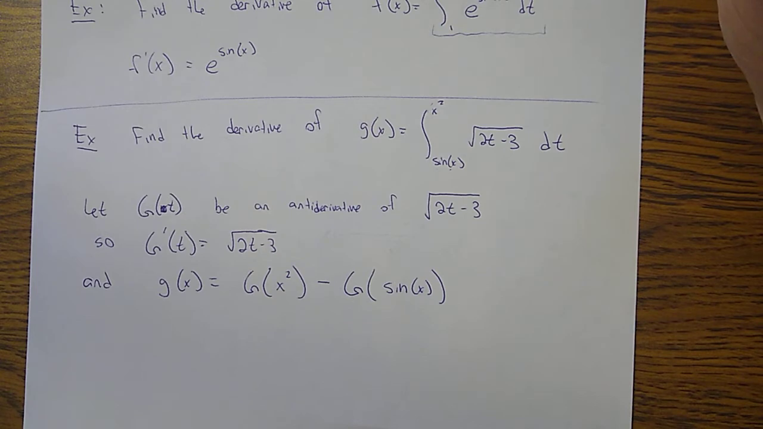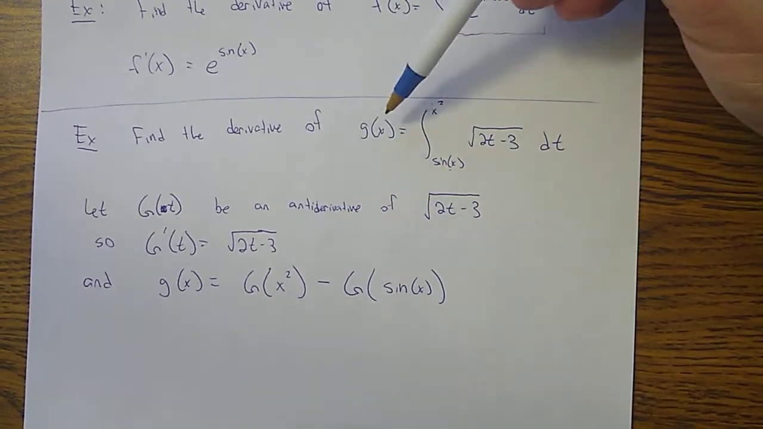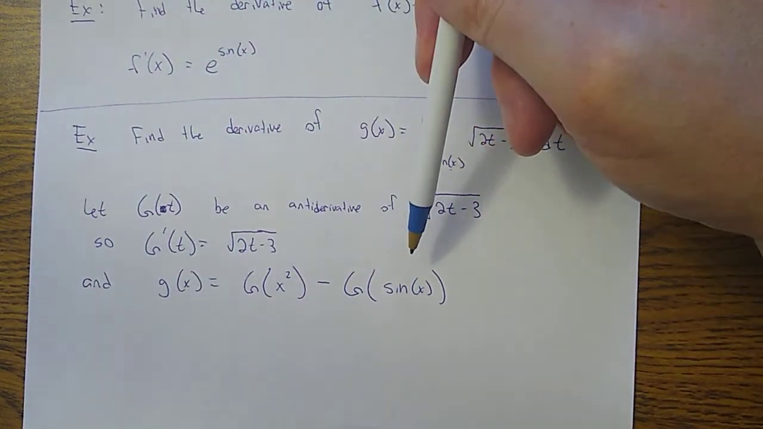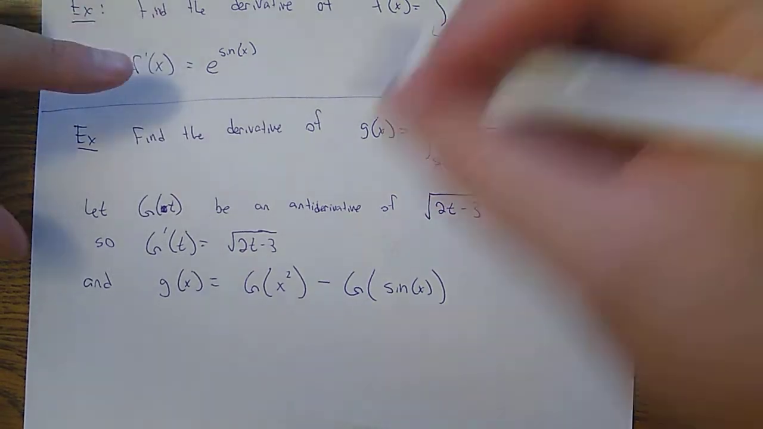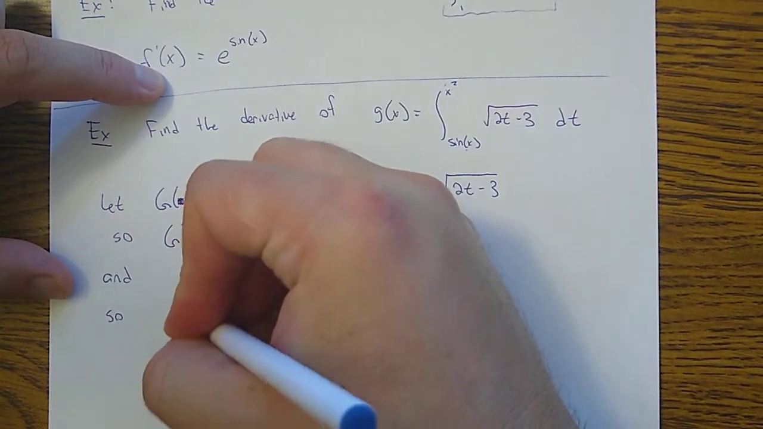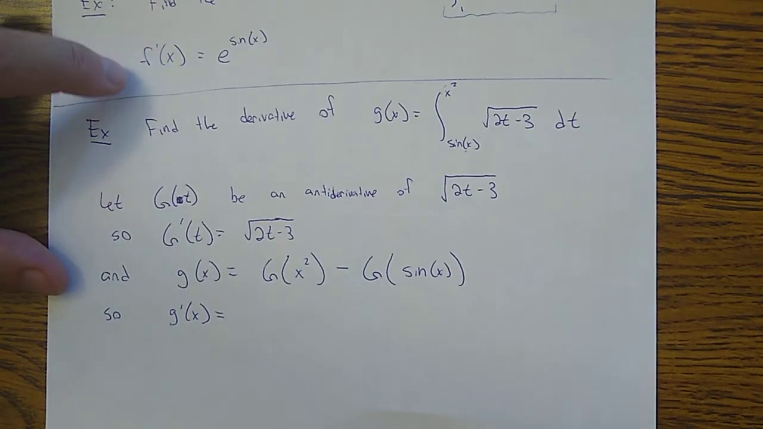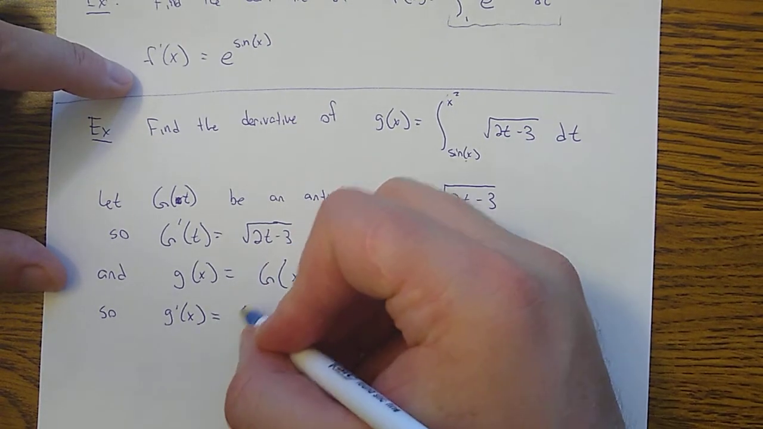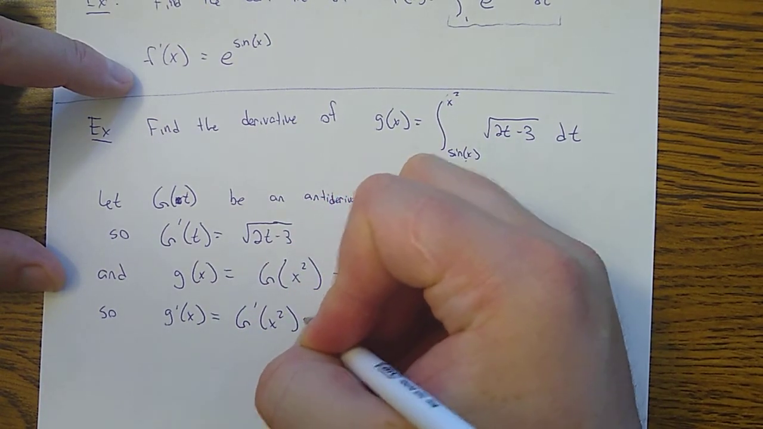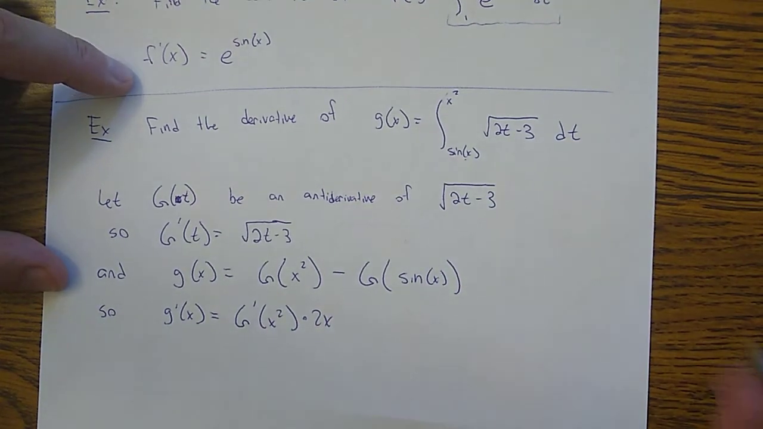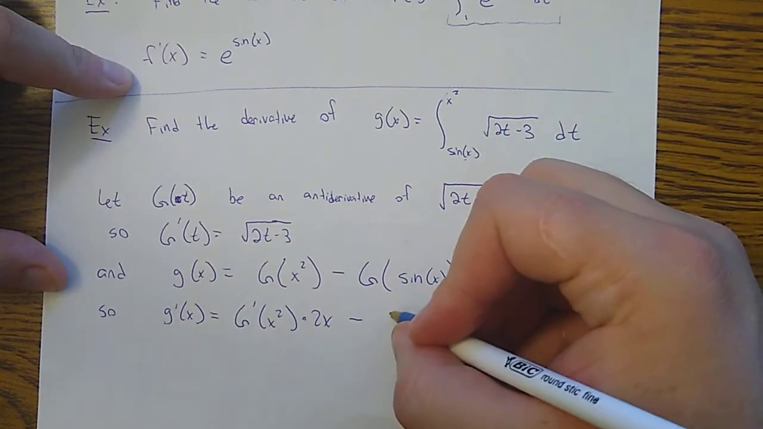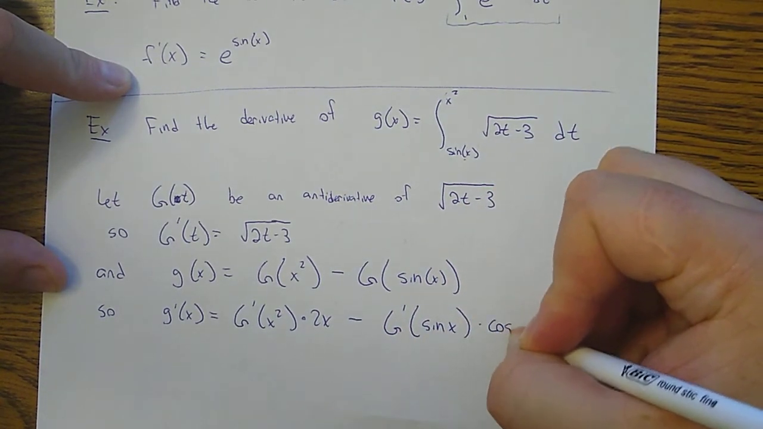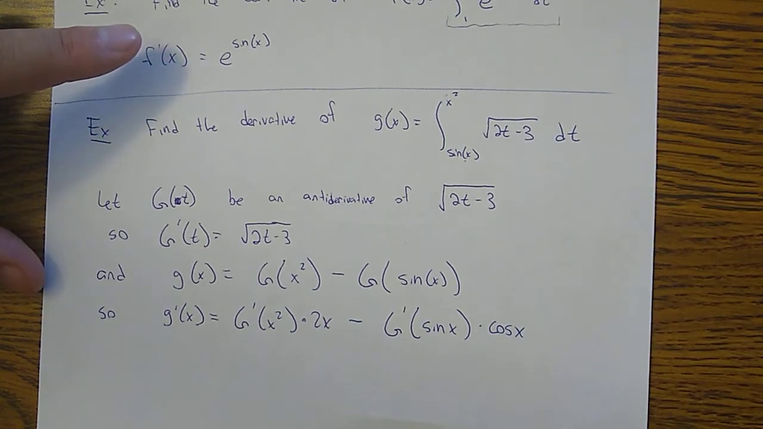Right? Okay, so where am I going with this? The question was to find the derivative of little g, and I still haven't found that. I've found an alternate formula for little g, but I haven't found its derivative. So let's find its derivative. How would I do the derivative of this? Well, I can use the chain rule. This would be g prime of x squared times the derivative of the inside, right? Minus, and then this one will be similar, g prime of sine x times the derivative of the inside, right?